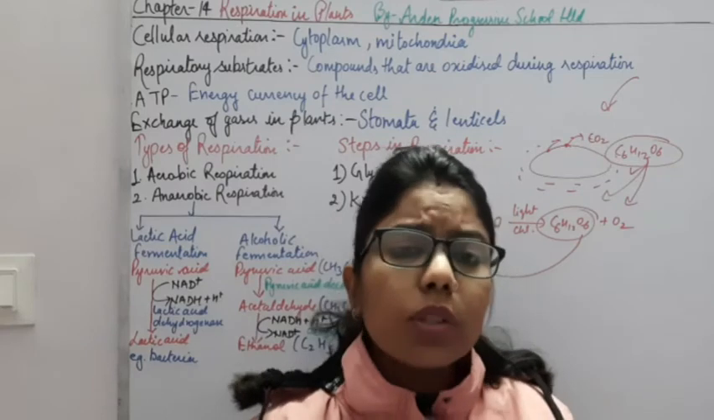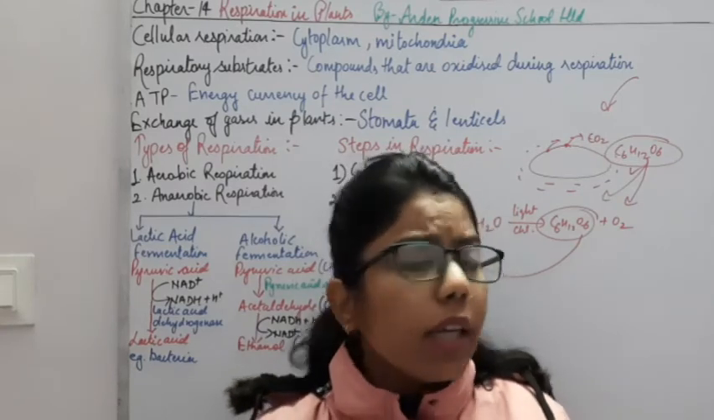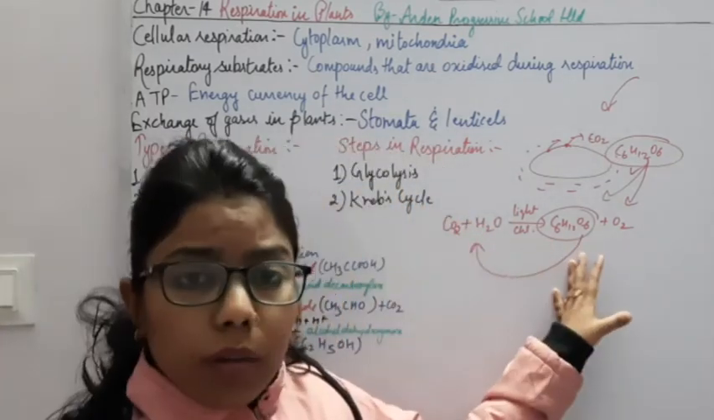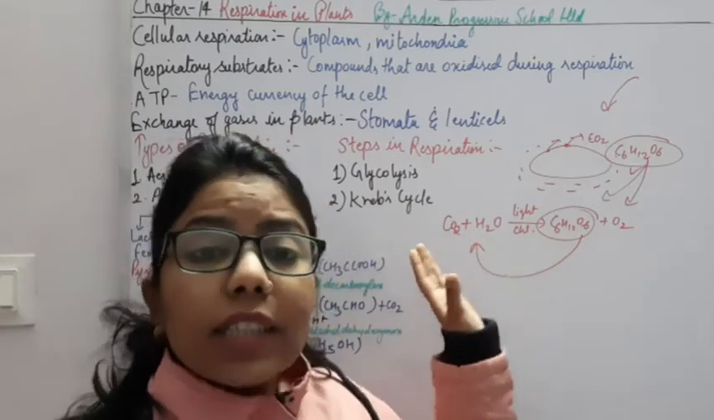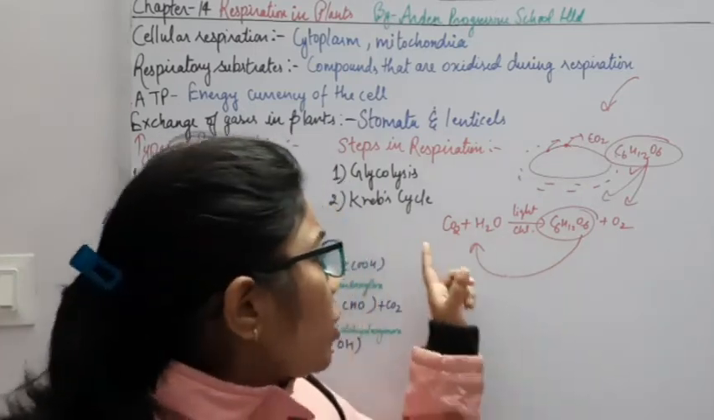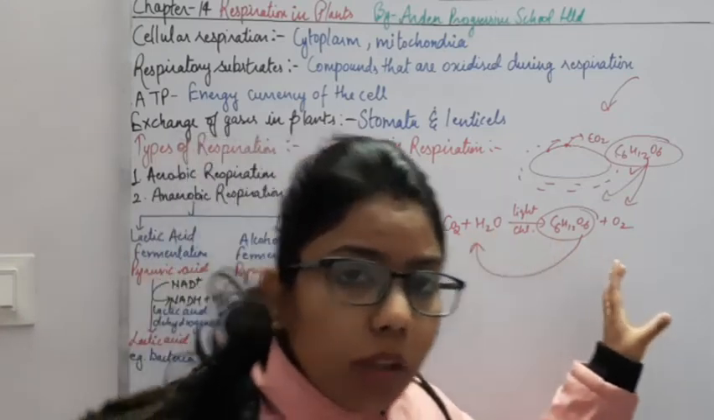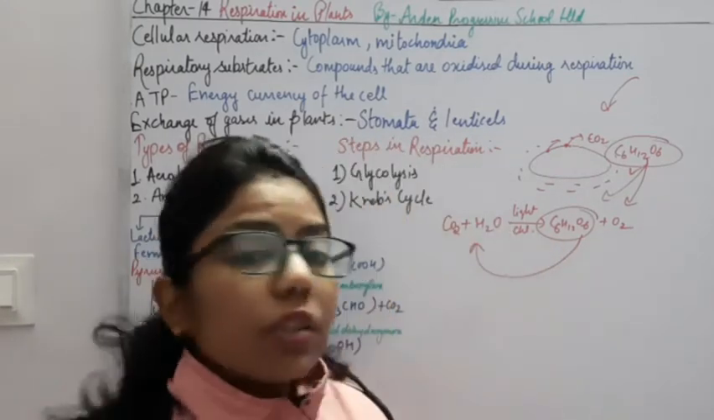We can say that photosynthesis is an anabolic process. Why? Because it is a constructive process: from the simple one it is forming the complex one. But in case of respiration, what happens?